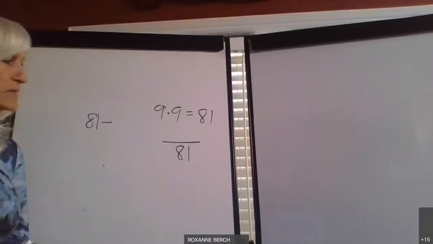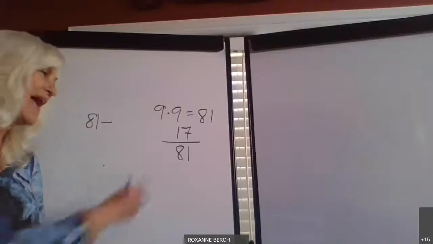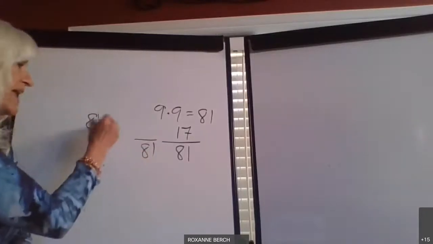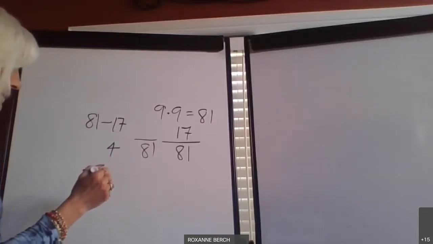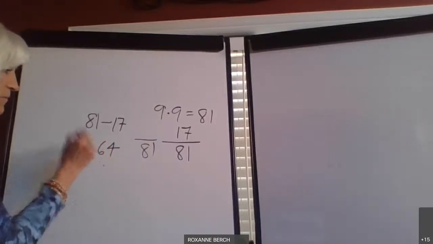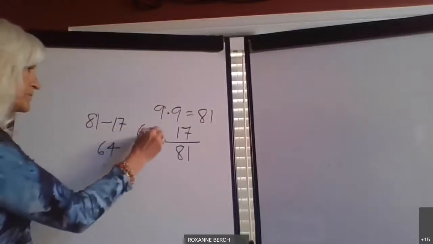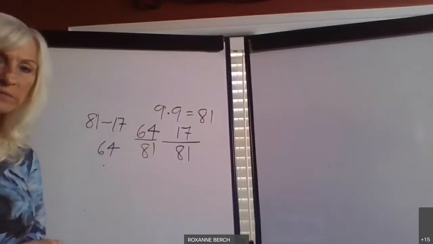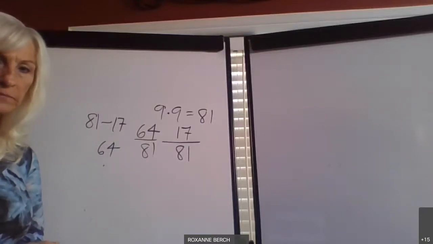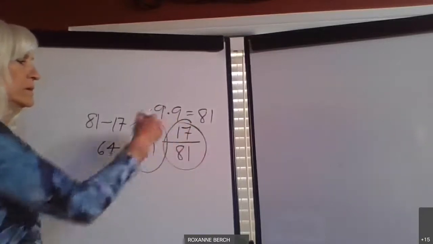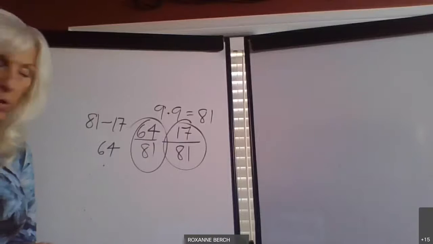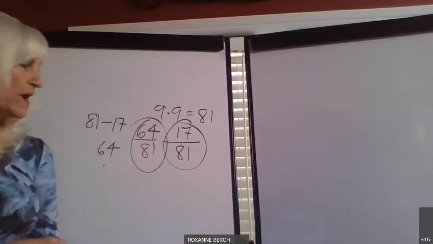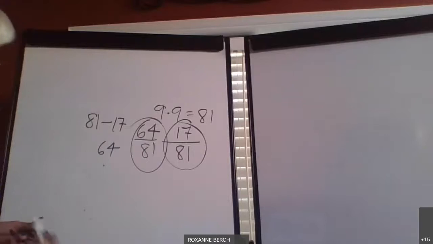17. Now, is 17 what goes there? Or do you want the black over 81? Which would be 81 minus 17, which would be what? 64? So which one of these do you want? Do you want 17 over 81? Or do you want 64 over 81? 64 over 81. All right.